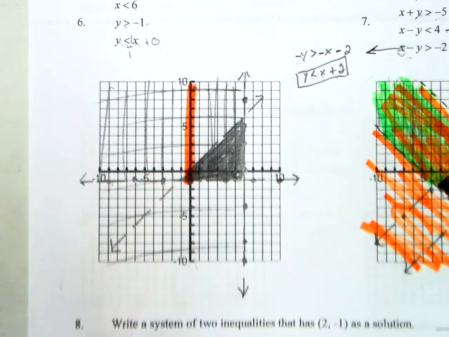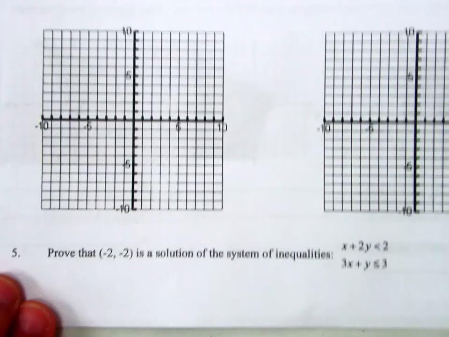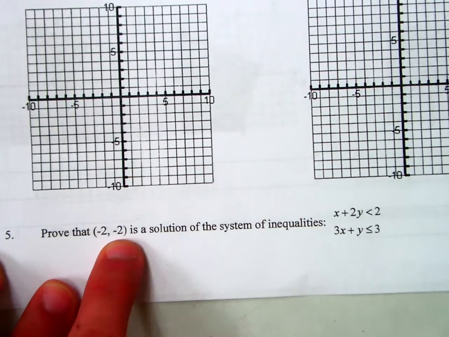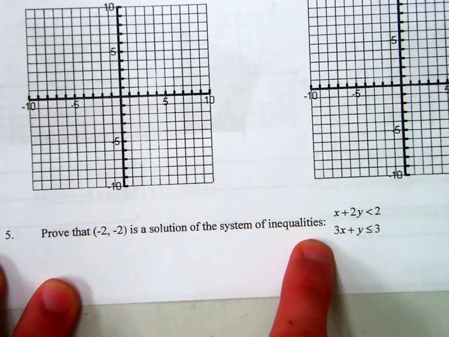Okie dokie. Let's see. Write a system of... Nah, let's not do that. That's going to take too long. Here's something that I want to discuss real quick. This last one. Prove that negative 2 is a solution of the system of inequalities.